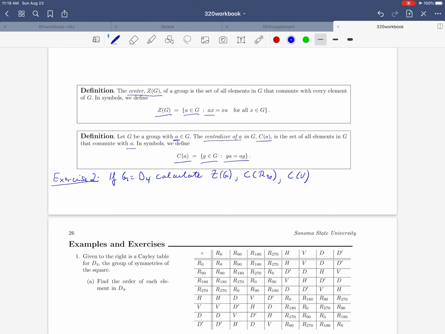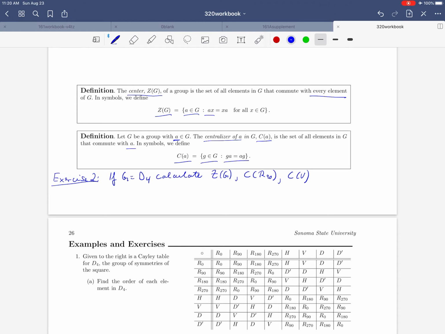So again, they are connected but different. A center is all elements in G that commute with every element in G, whereas the centralizer is a property of an element, a subset just connected to an element A, and so it's just the elements in G that commute with that one element A.